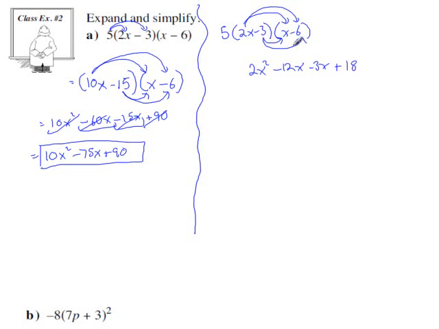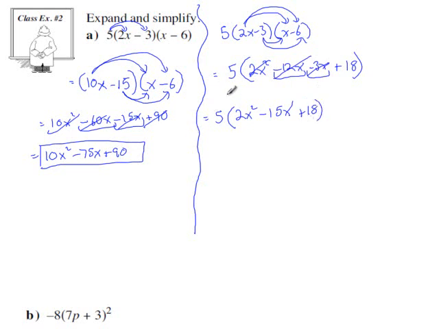Okay, now that whole result needs to be multiplied by 5. So since the entire thing has to be multiplied by 5, I need to put brackets around this. So I'll do that, and it's still being multiplied by 5. Now before I multiply everything out by 5, it'll be easier if I simplify inside the brackets. So I'll simplify and group like terms. When I group like terms, you have a 2x squared. Your x terms are negative 12x and negative 3x. So together you get negative 15x. And a positive 18.